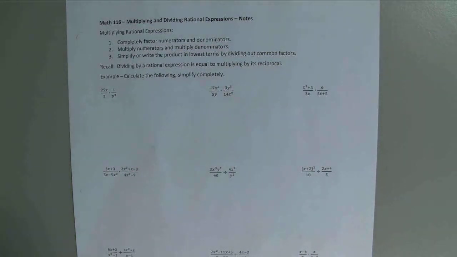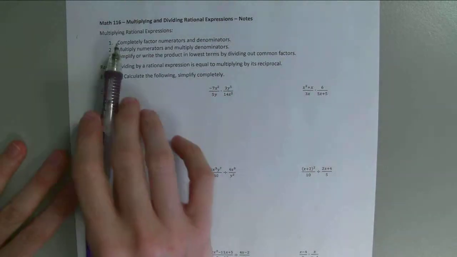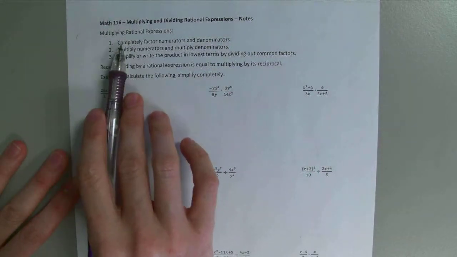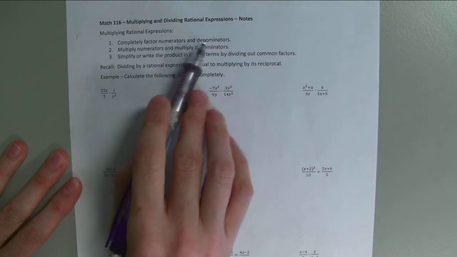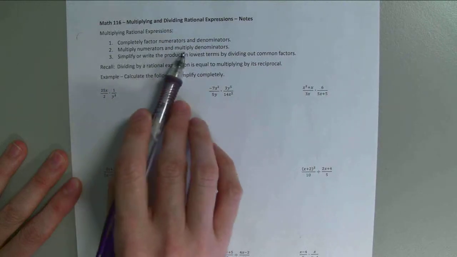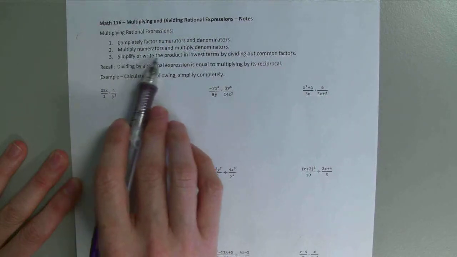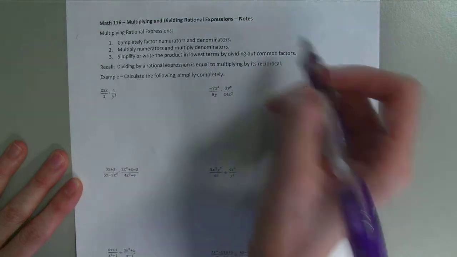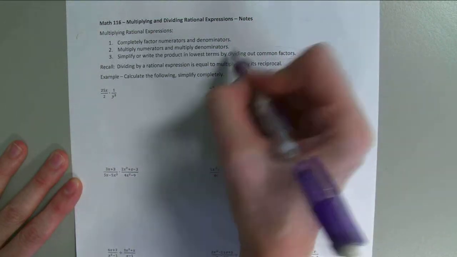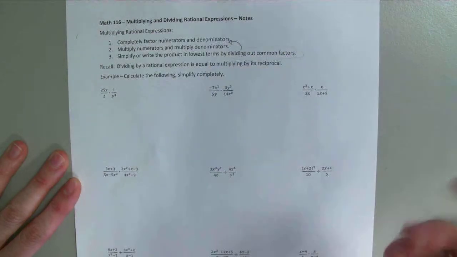Basically, it's what we just did in the first section today, except you have two numerators to factor and two denominators to factor. But if anything on top can cancel out with anything on the bottom, we're good to go, okay? And that's all it says. In order to multiply, just completely factor each of the numerators and denominators, multiply the numerators and multiply the denominators, and simply write the product in lowest terms by dividing out common factors. You can divide out common factors before you do step number 2 if you want, okay?